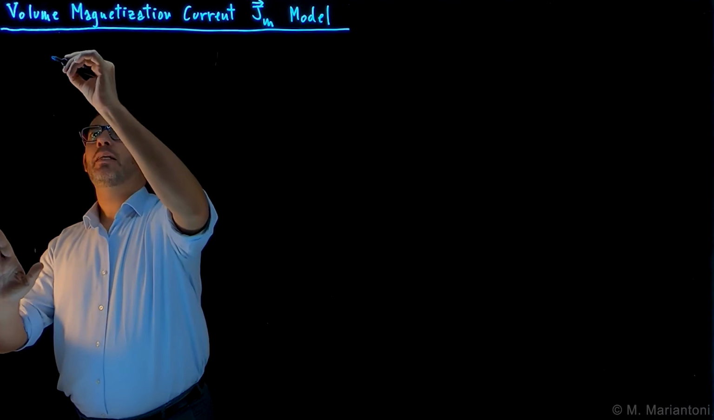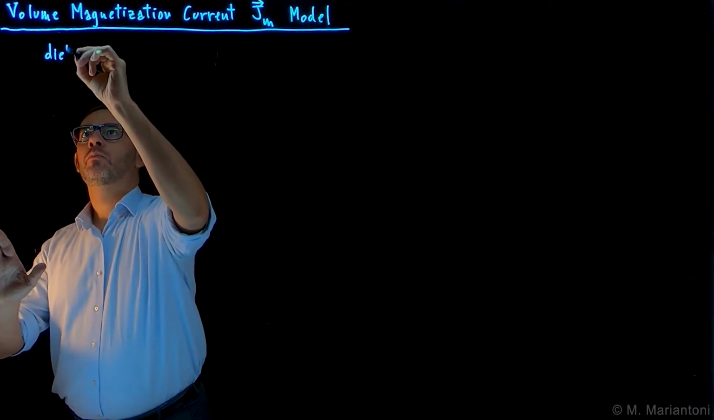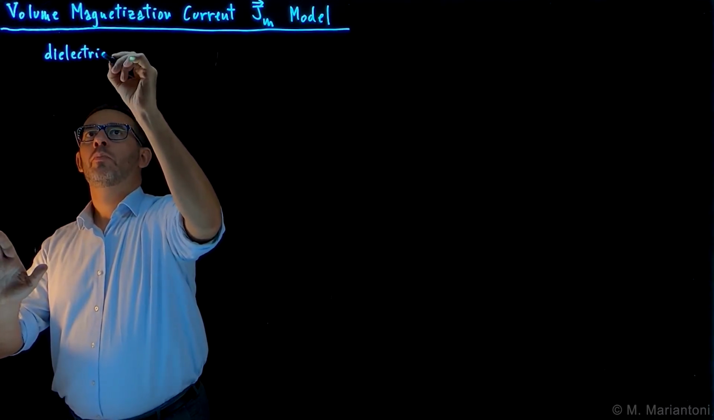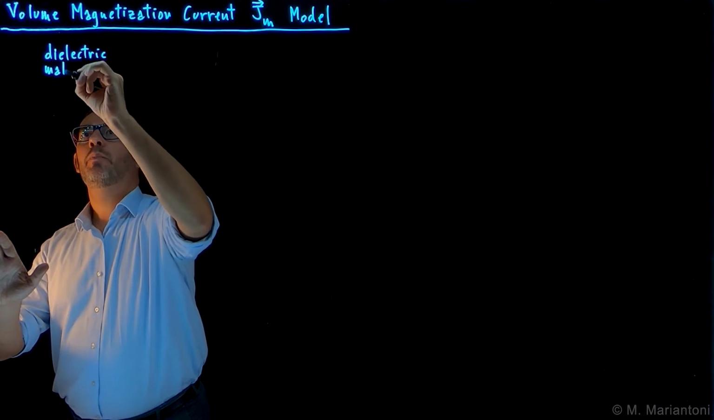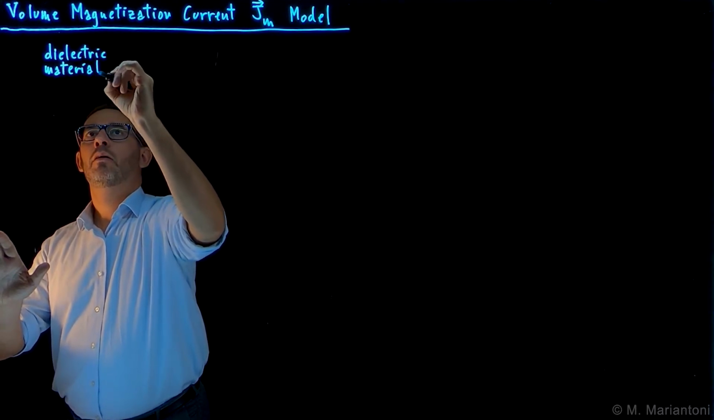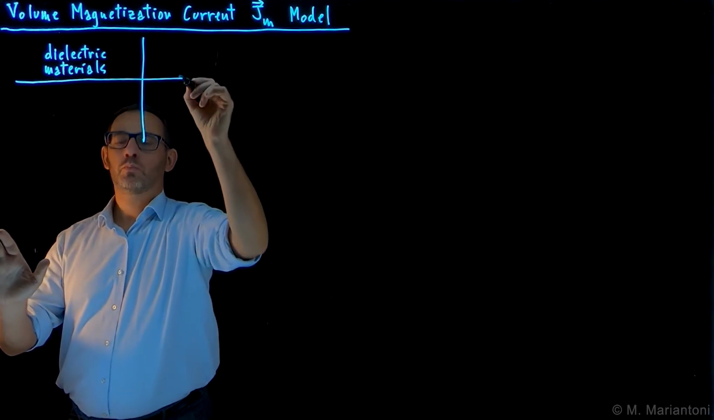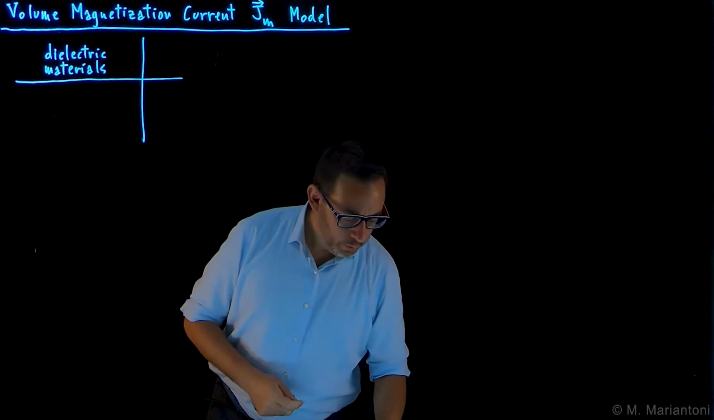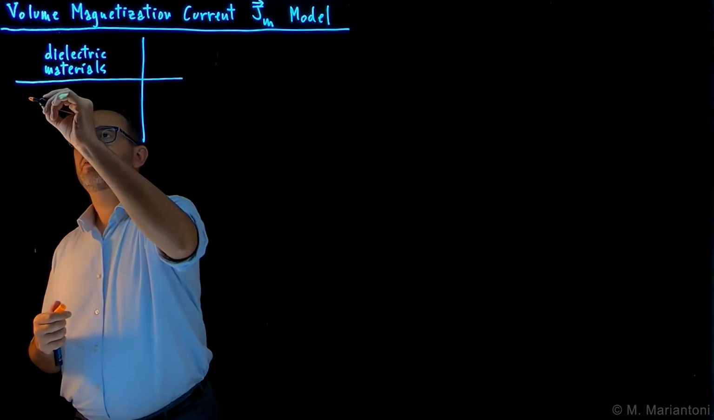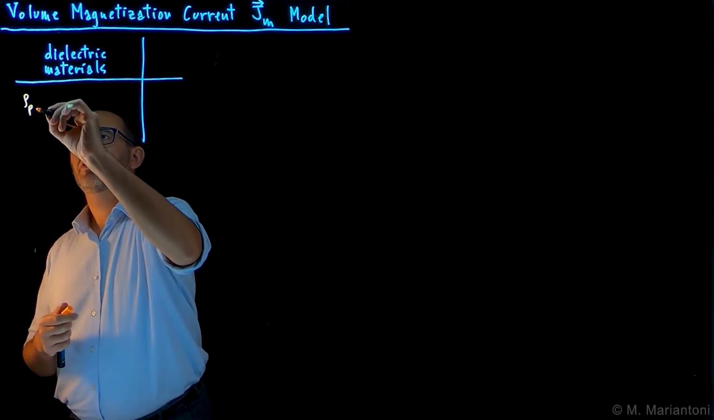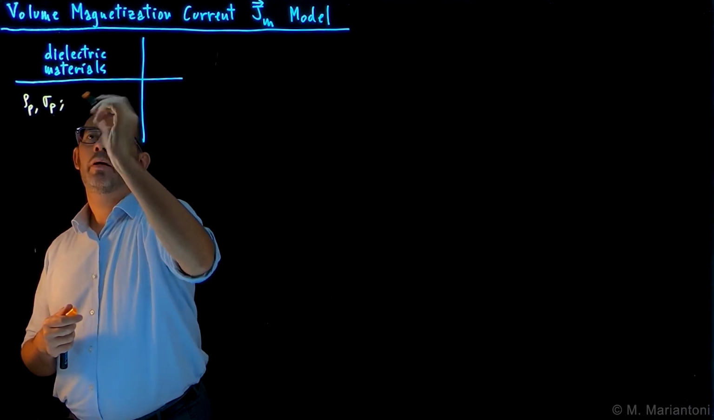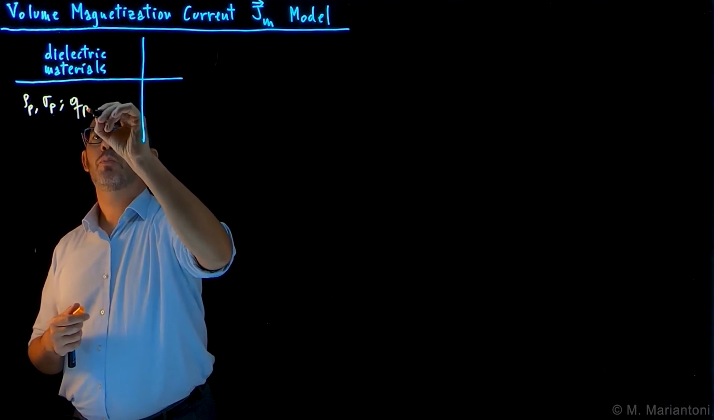Okay, so dielectric materials, in fact, can be fully described, as we know, by rho p, which is the polarization charge, or sigma p on the surface, and in general qp, which is the overall polarization charge.